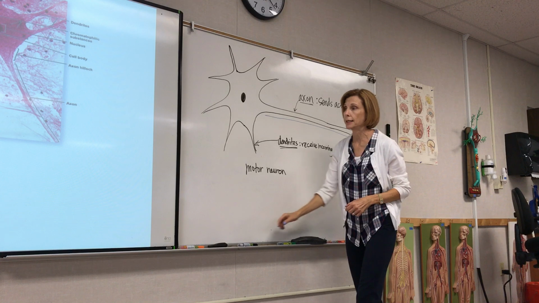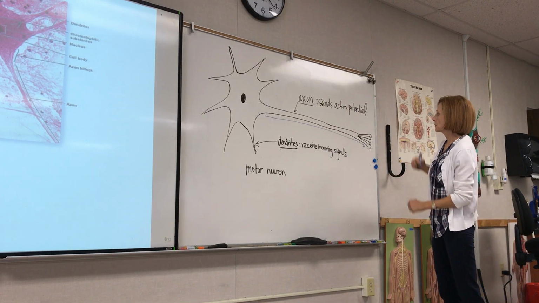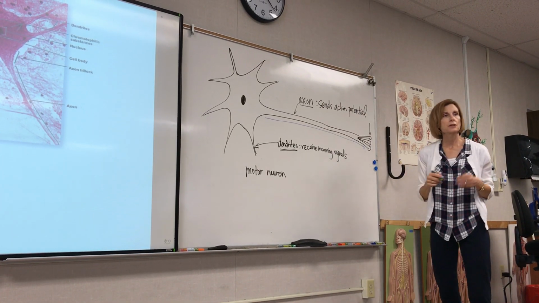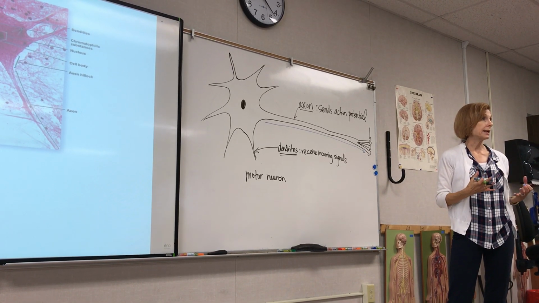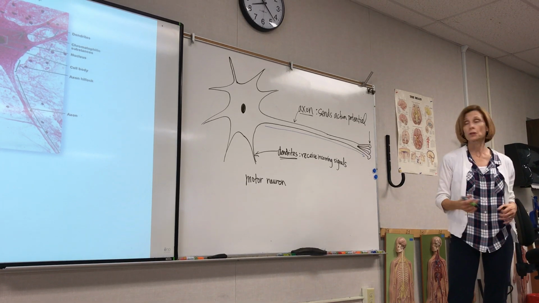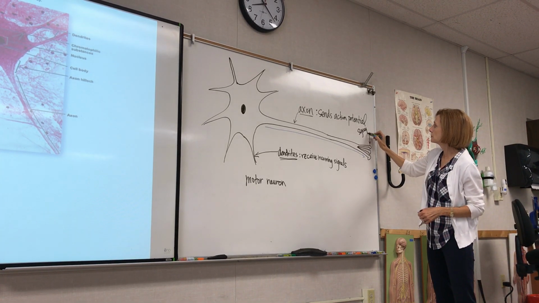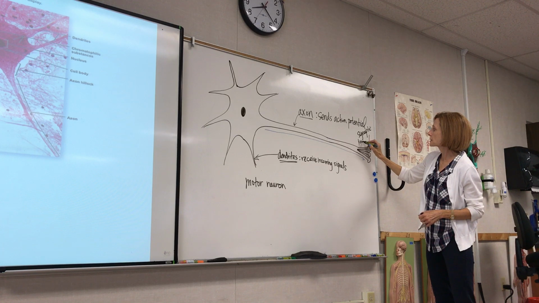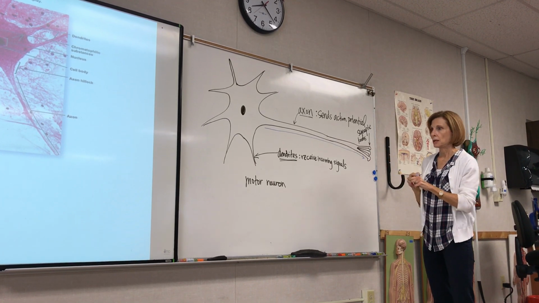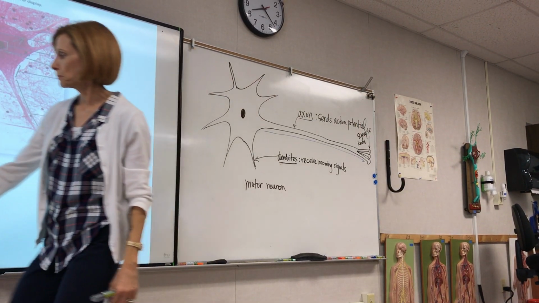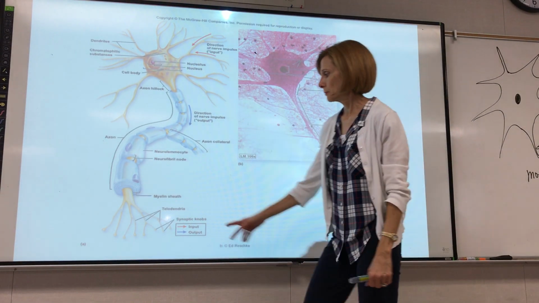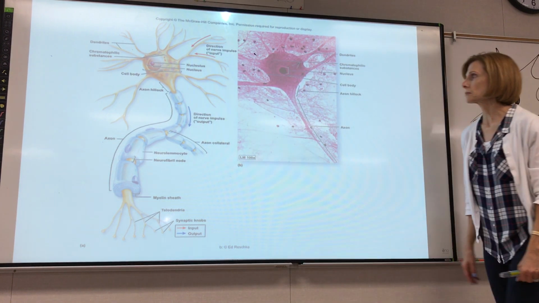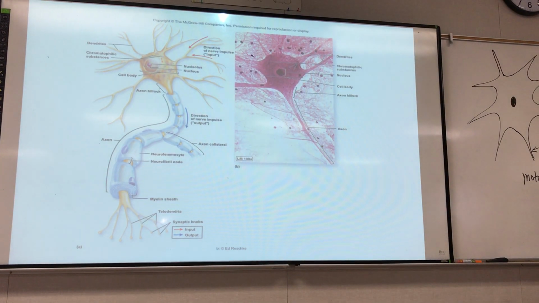Okay, so notice at the end of the axon, we have these little knob-like structures. These are called synaptic knobs or synaptic bulbs, and they contain what is called the neurotransmitter. Okay, and although this shows them, it's kind of hard to see them here, but that is what we are talking about, these synaptic knobs. Okay, questions?